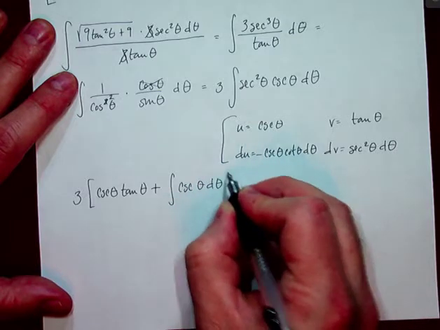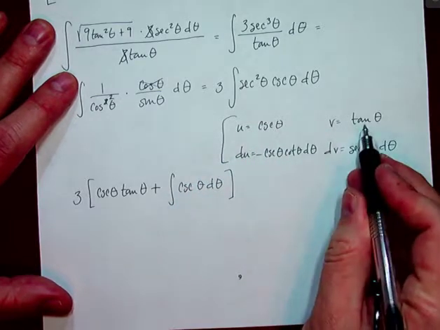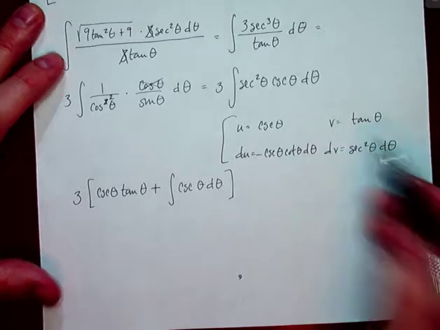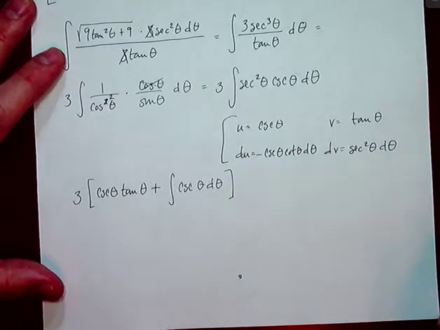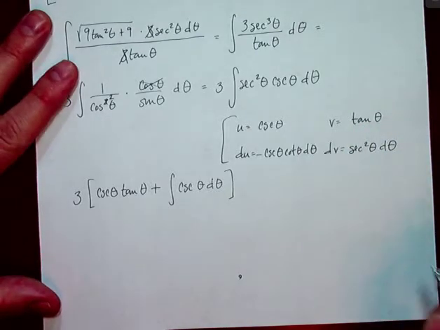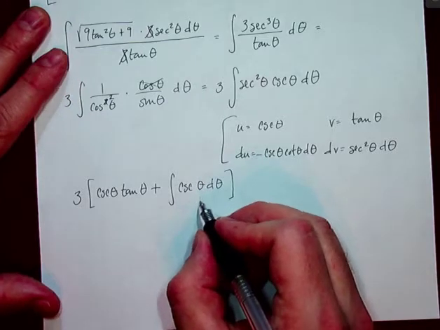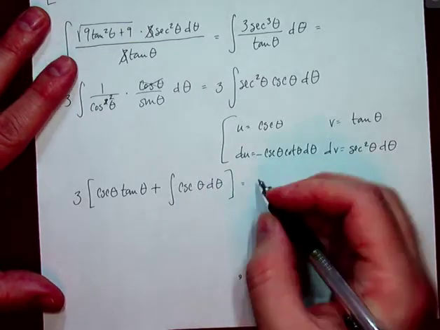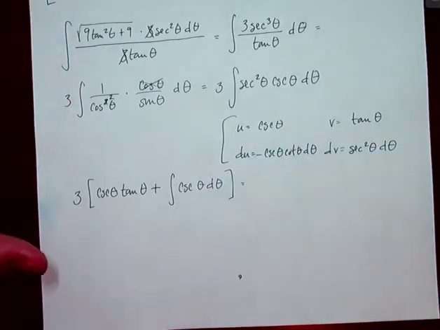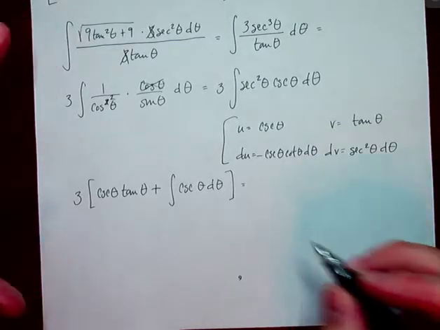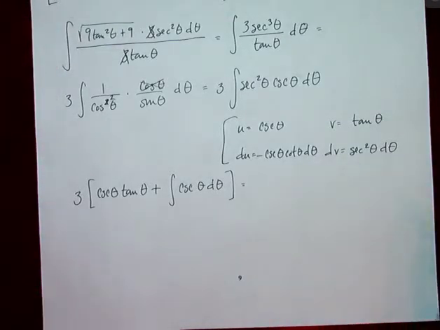I went ahead and simplified that one because cotangent times tangent, they're reciprocals of each other, so by definition they cancel each other out. Now, cosecant theta has an integral that is very similar to secant. It's just negative, because remember, negative cosecant cotangent is the derivative.